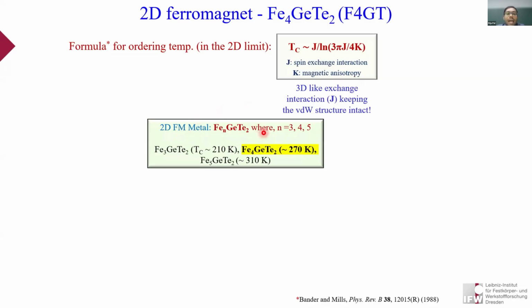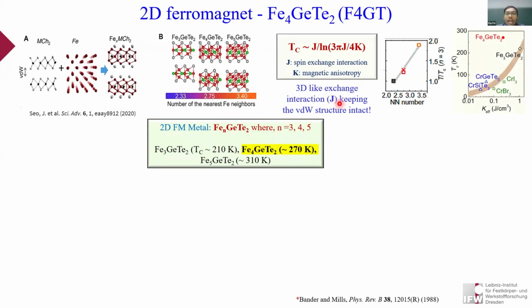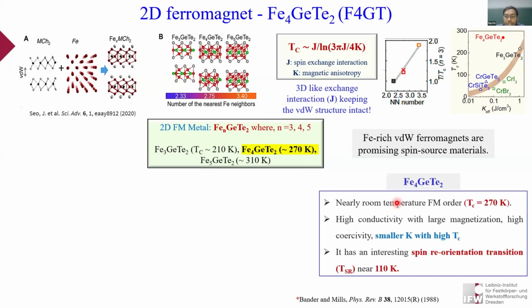Later this iron based family, iron germanium telluride, came into play, and here we can see a stronger exchange interaction. If we increase the iron concentration, that will increase the exchange interaction, and thus we will get a higher ordering temperature. Our focus is on the material Fe4GeTe2, having nearly room temperature ferromagnetic order. It has a higher conductivity, large magnetization, and also smaller magnetic anisotropy with high Tc.